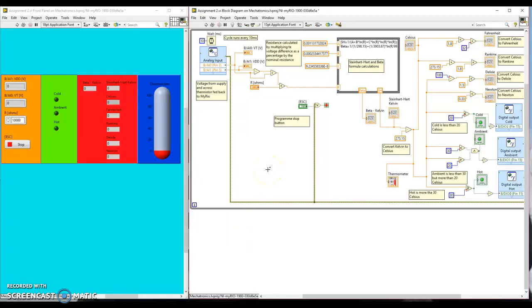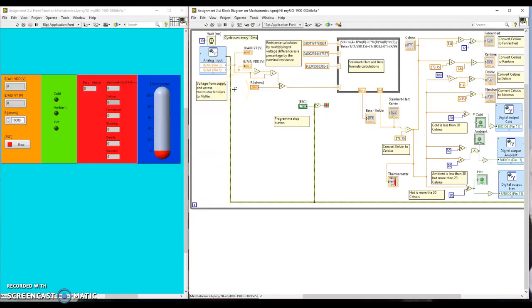This is a temperature measurement system software for Jonathan Griffiths in LabVIEW. The program sits inside a while loop, which is refreshed every 10 milliseconds. First of all, two analog inputs are fed to myRIO, one from the voltage supply, and second from the potential difference in voltage from the thermistor.